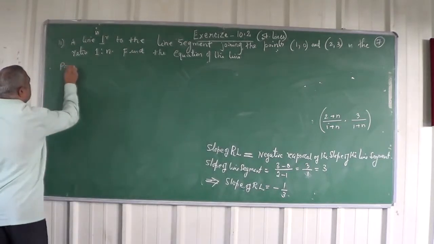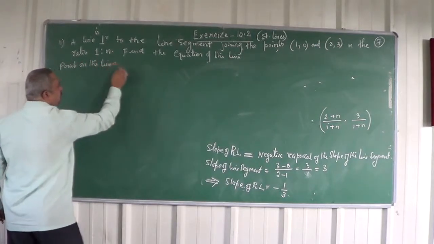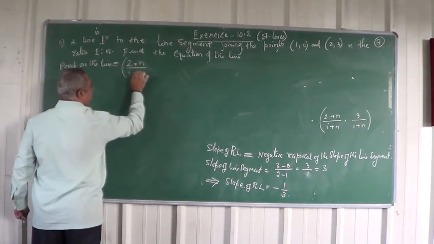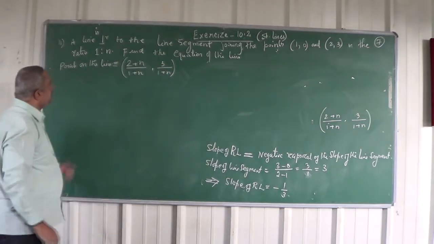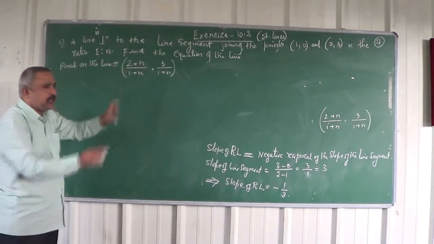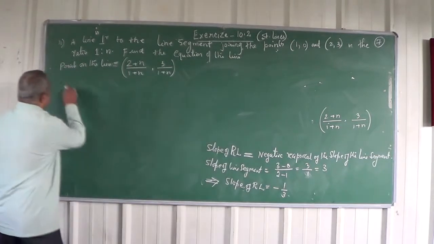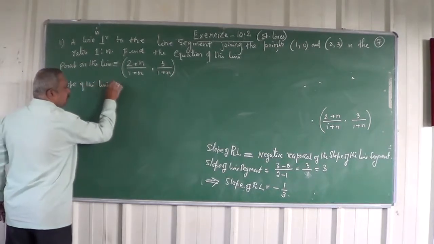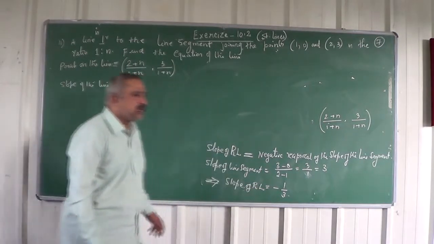Now, the point on the line. What is the point on the line? (2 plus n) divided by (1 plus n), comma, 3 by (1 plus n). Since the ratio is given as 1:n, if they had given some value for n, you could have substituted here and got the value in terms of numbers. Otherwise, you have to retain it in terms of n only. Okay, then the slope of the line equals minus 1 by 3.